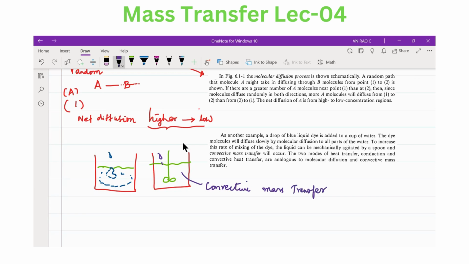As analogous to heat transfer, where we have conduction and convective heat transfer, molecular diffusion and convective mass transfer are also of a similar nature. In the next session, we will see Fick's law of diffusion equation.